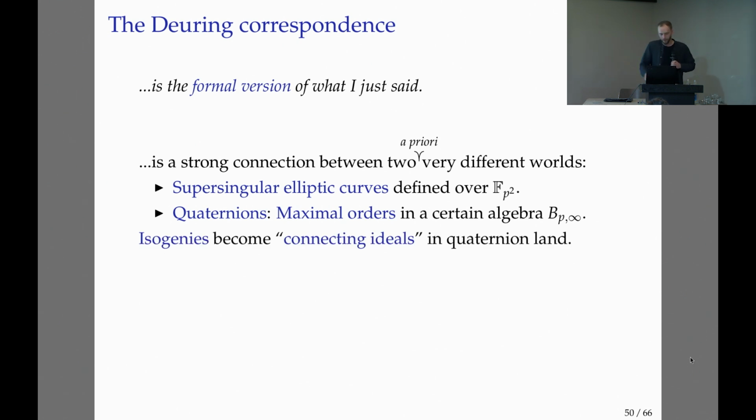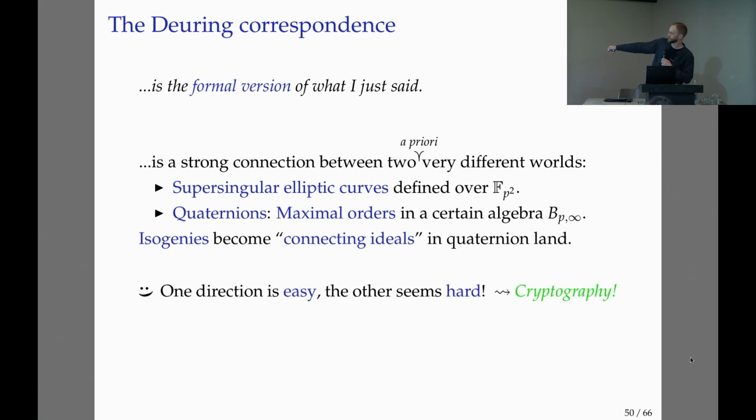And the whole point of why I'm telling you about all this is that we can actually compute one direction of this correspondence. So we can easily go from this quaternion setting to the setting of elliptic curves with isogenies. But the other direction seems hard. It boils down to finding cycles in an isogeny graph, which is supposedly hard because the isogeny graph looks kind of random.